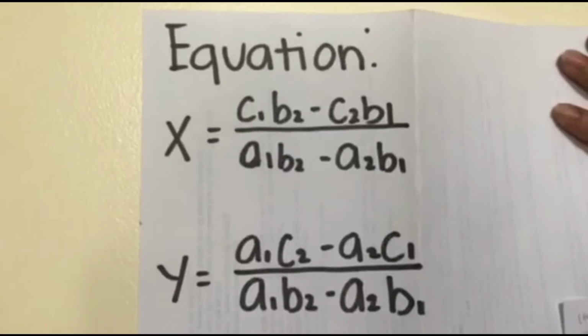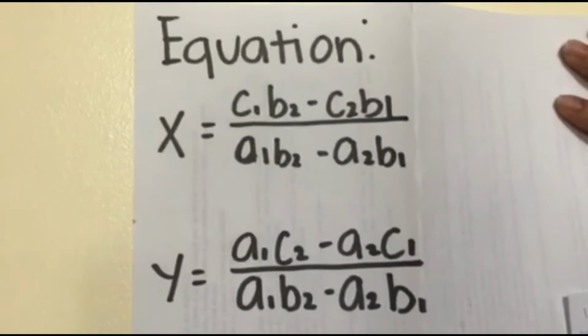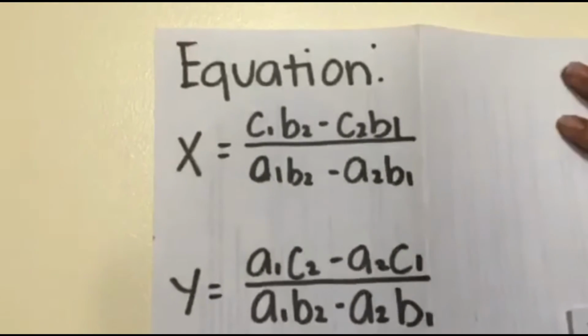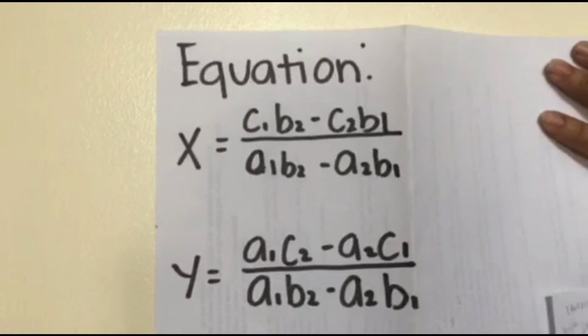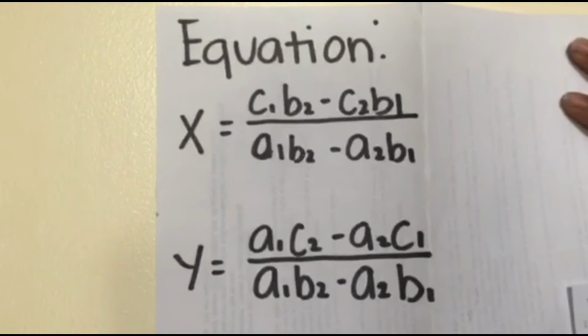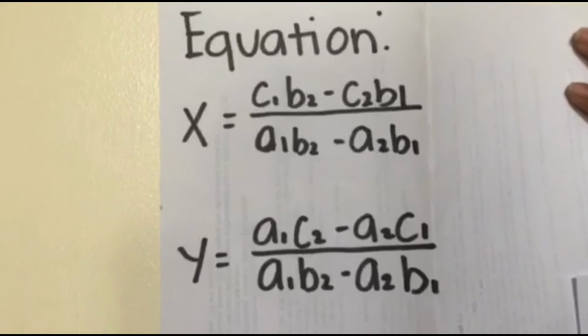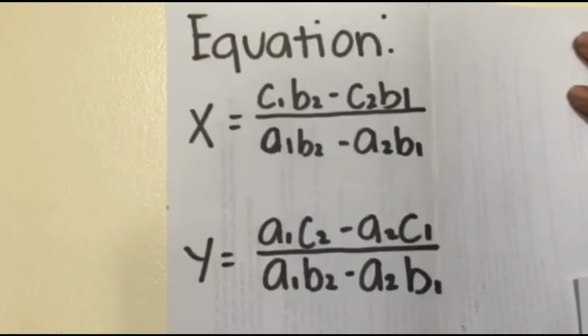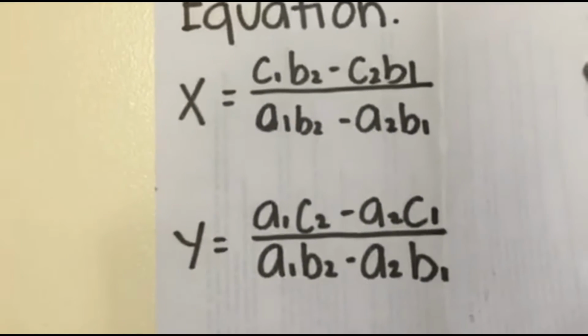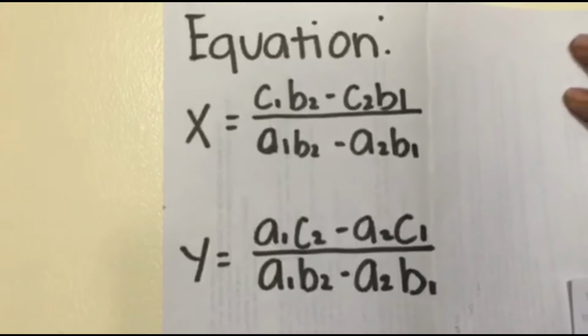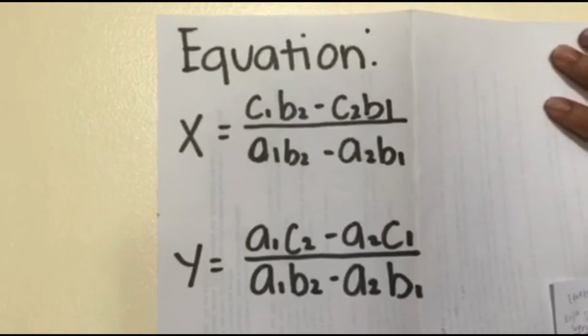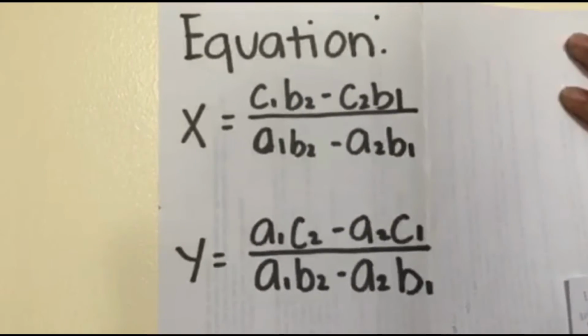Since we know what is given and what is being asked, we're going to use Cramer's method to solve our problem using these equations. For x: C1 times B2 minus C2 times B1, over A1 B2 minus A2 B1. For y: A1 C2 minus A2 C1, over A1 B2 minus A2 B1.